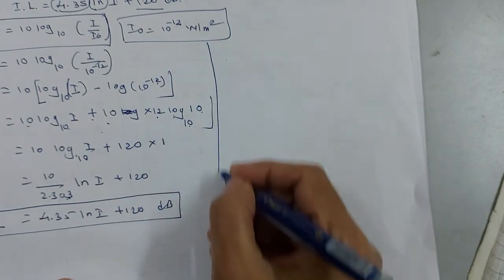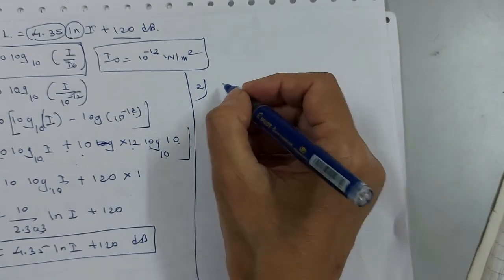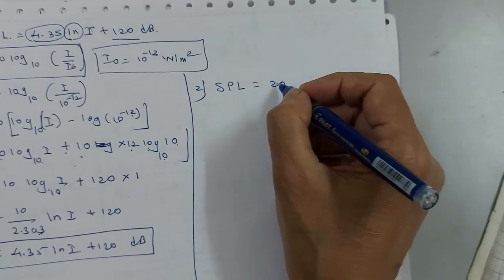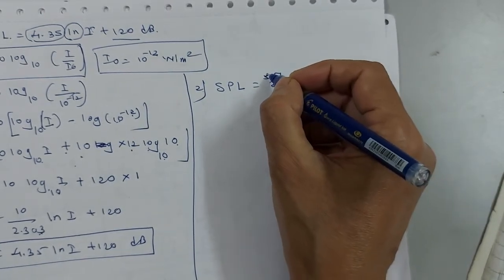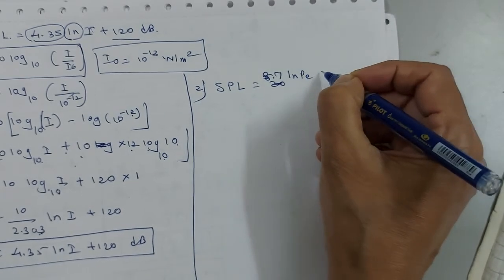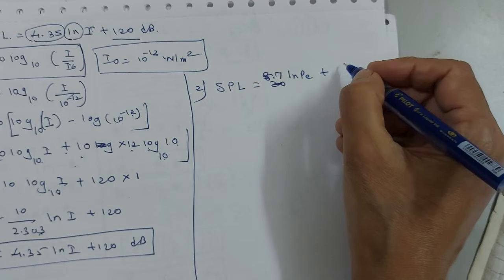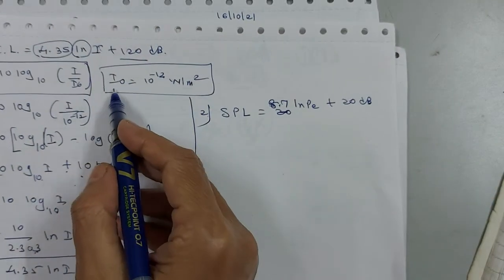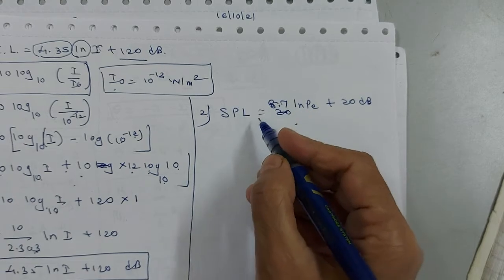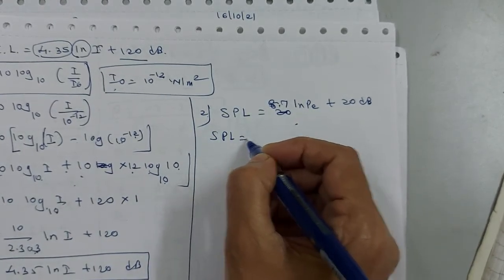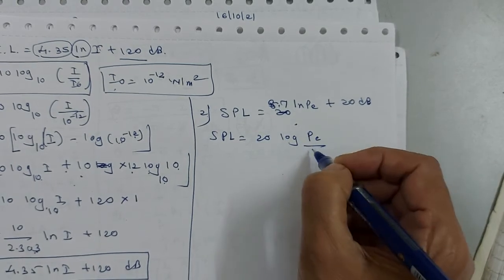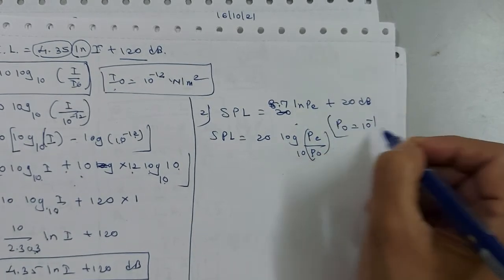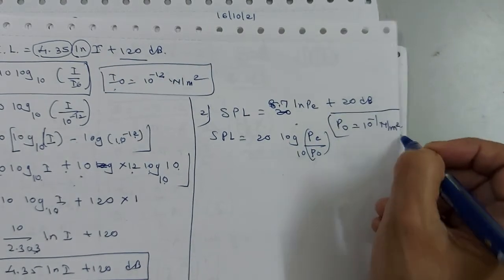Okay. On similar grounds, we have one more derivation, which is derivation number 2. Prove or show that SPL is equal to 8.7, not 5, 8.7 ln PE plus 20 dB. This we need to also prove. In this case, like here we had a reference value I0, here also we have a reference value. So here I'll first write the formula. Formula is SPL is 20 log PE by P0 to the base 10. And the value of P0 is 10 to the power minus 5 Newton per meter square. This is the standard value.